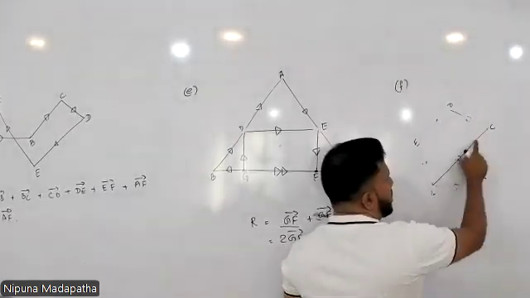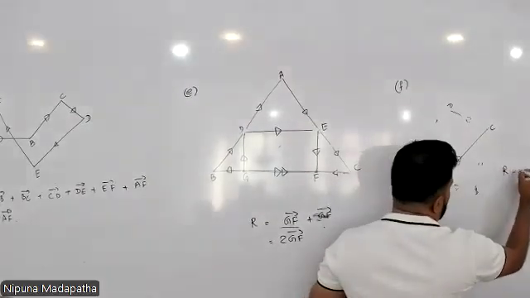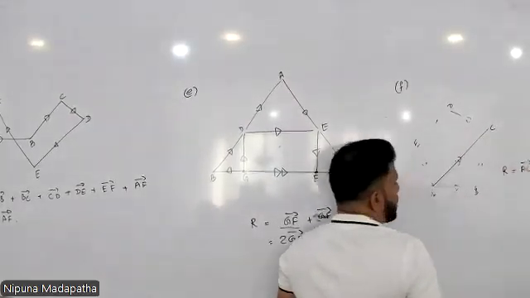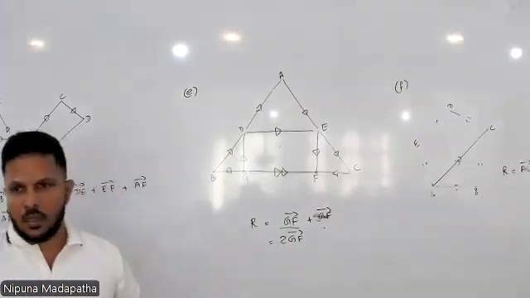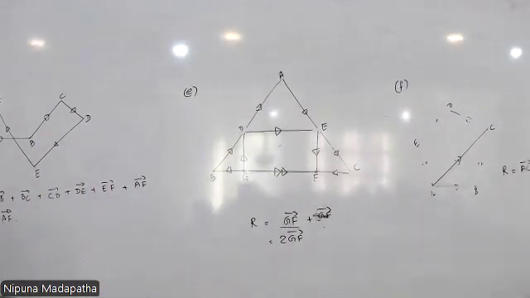And the only remaining vector is AC. So that is the resultant. The resultant is AC. Right. Okay.